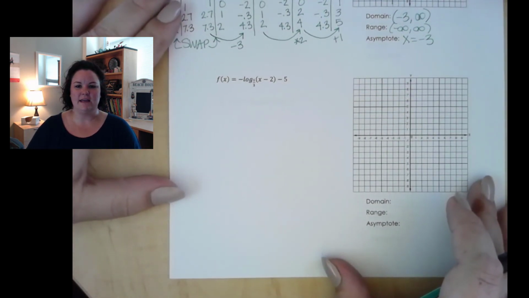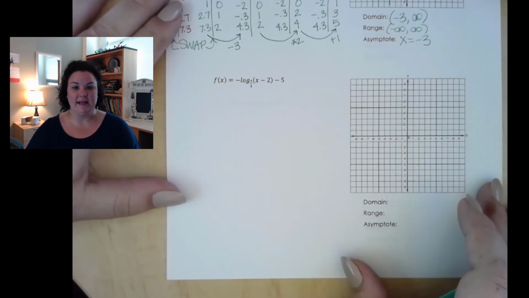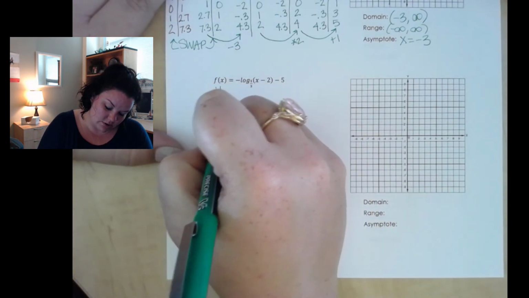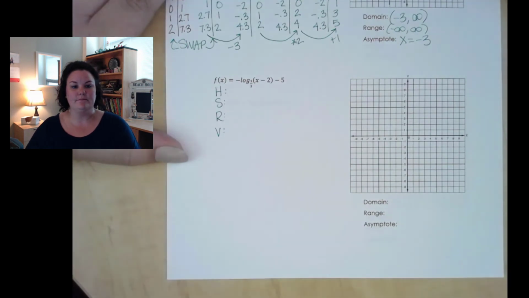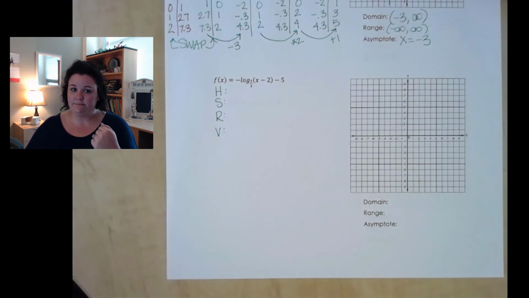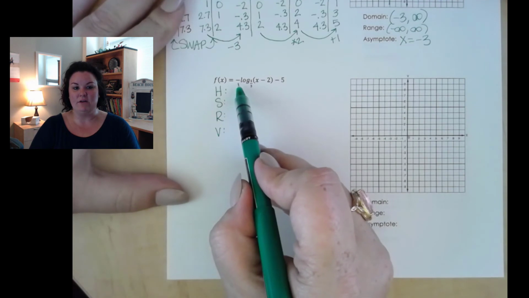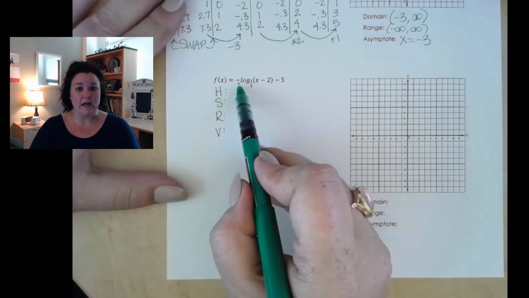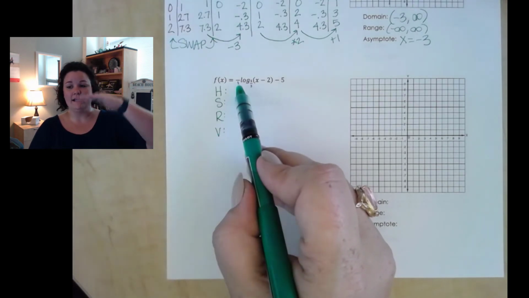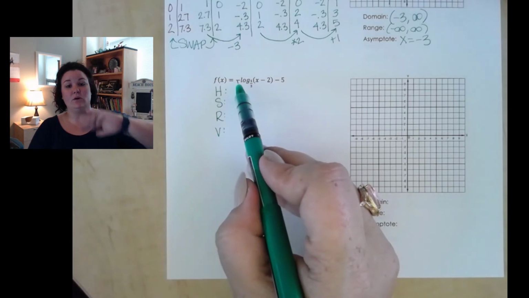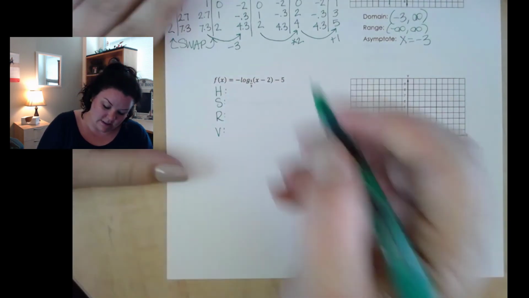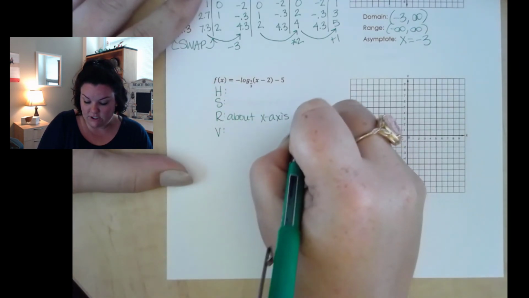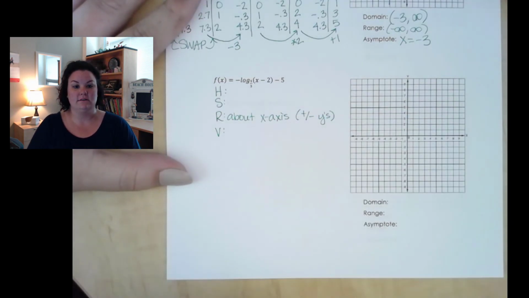Okay, so this one again, before I worry about tables and modifying and all that mess, I'm going to go ahead and just figure out what my transformations are. So I'm going to list my HSRV, and I see 3 transformations here. So the first one is the negative out front. If it's out front, it's outside the function. That means I'm changing the sign of my y's. And if I change the signs of my y's to be negative or positive, that's going to flip it around the x-axis. So this is a reflection about the x-axis. And I'm just going to change the sign of my y's, okay?